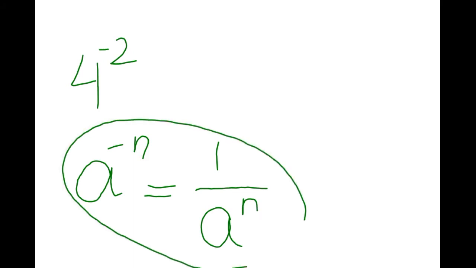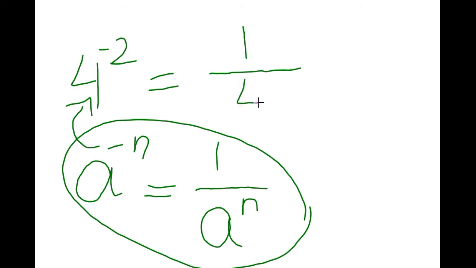Following this rule, we can put 4 to the power of minus 2 into 1 over 4 to the power of 2, which is equal to 1 over 16, because 4 to the power of 2 means 4 times 4, which is 16. So when you have a negative index, you are going to make it into a reciprocal and then power it by the number without the minus symbol.